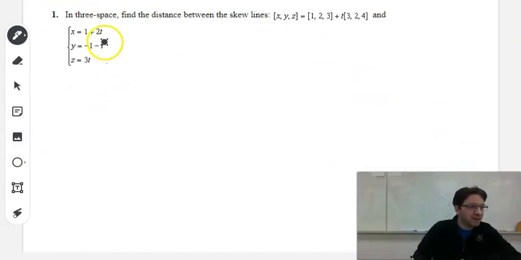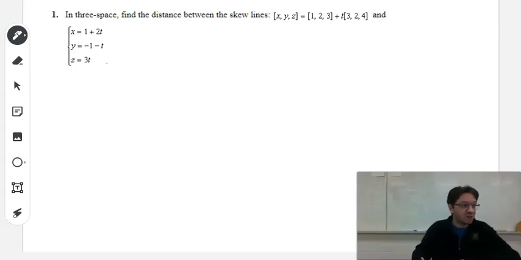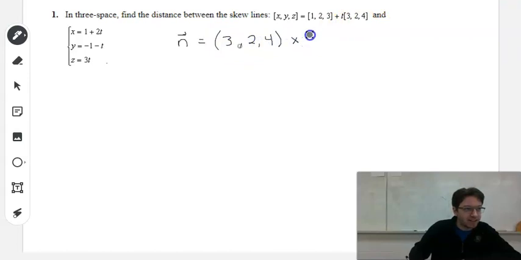In this question we have, in 3 space, find the distance between these skew lines. One's given in vector form and the other is given in parametric form. But remember, if we have skew lines, we want to find a normal for both, because that will be the shortest distance connecting those two lines. Essentially, we're finding parallel planes connecting those two lines at the shortest distance. To find a normal for both, we have to take the cross product of their direction vectors. Our first direction vector looks to be 3, 2, 4. And our second direction vector over here in parametric form is 2, negative 1, and 3.